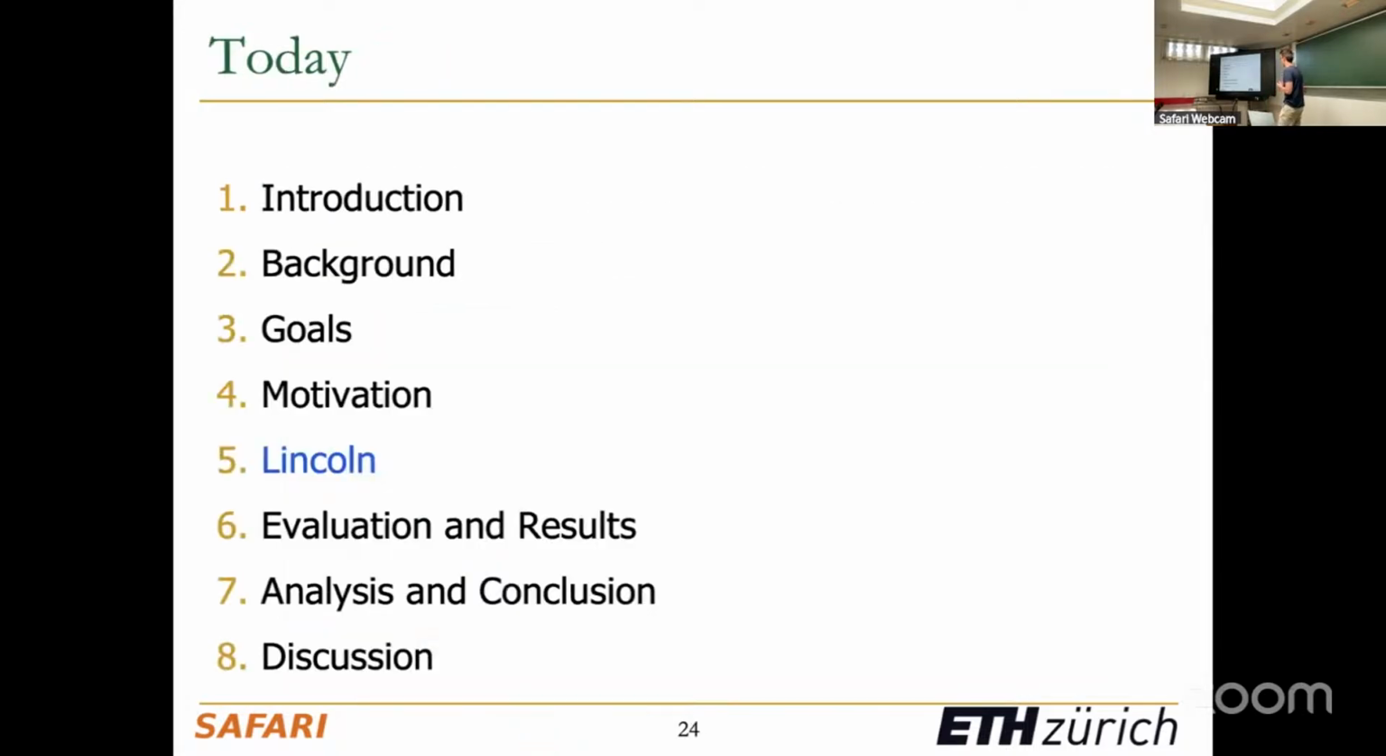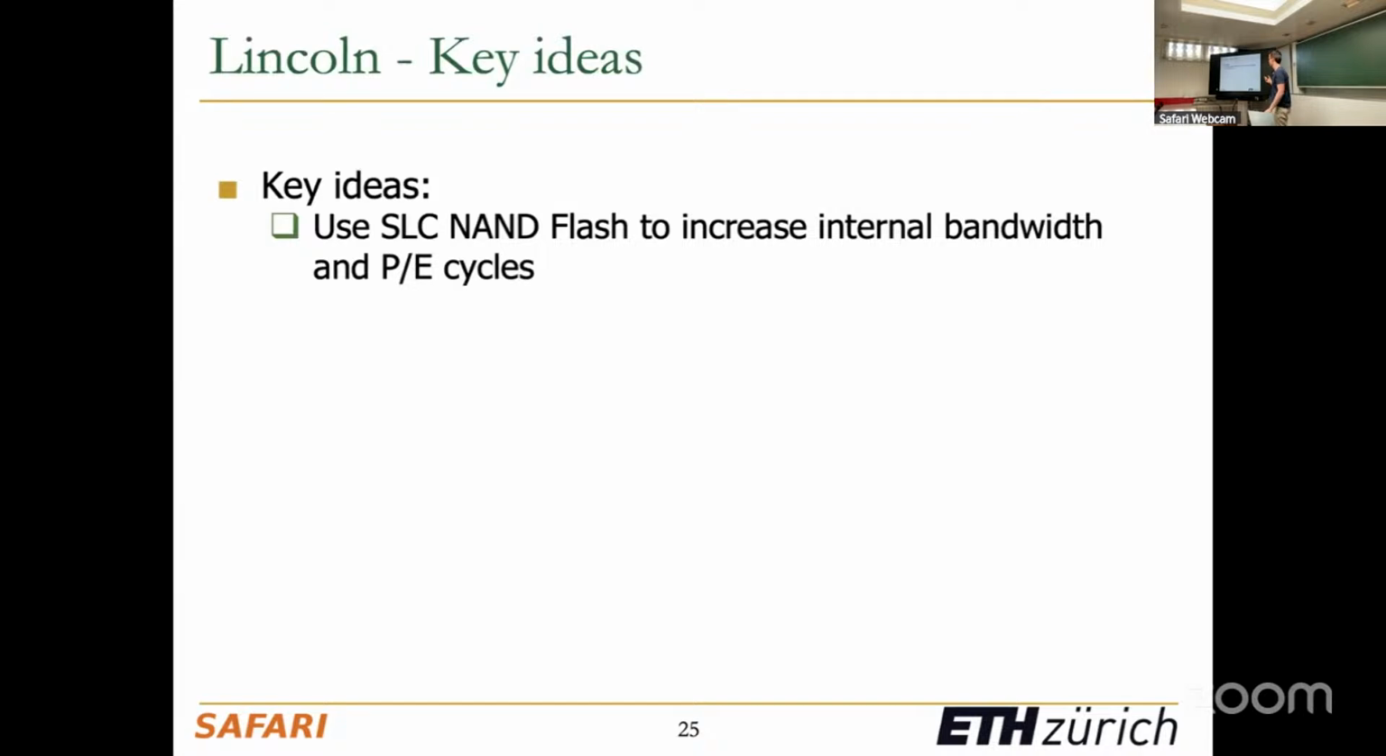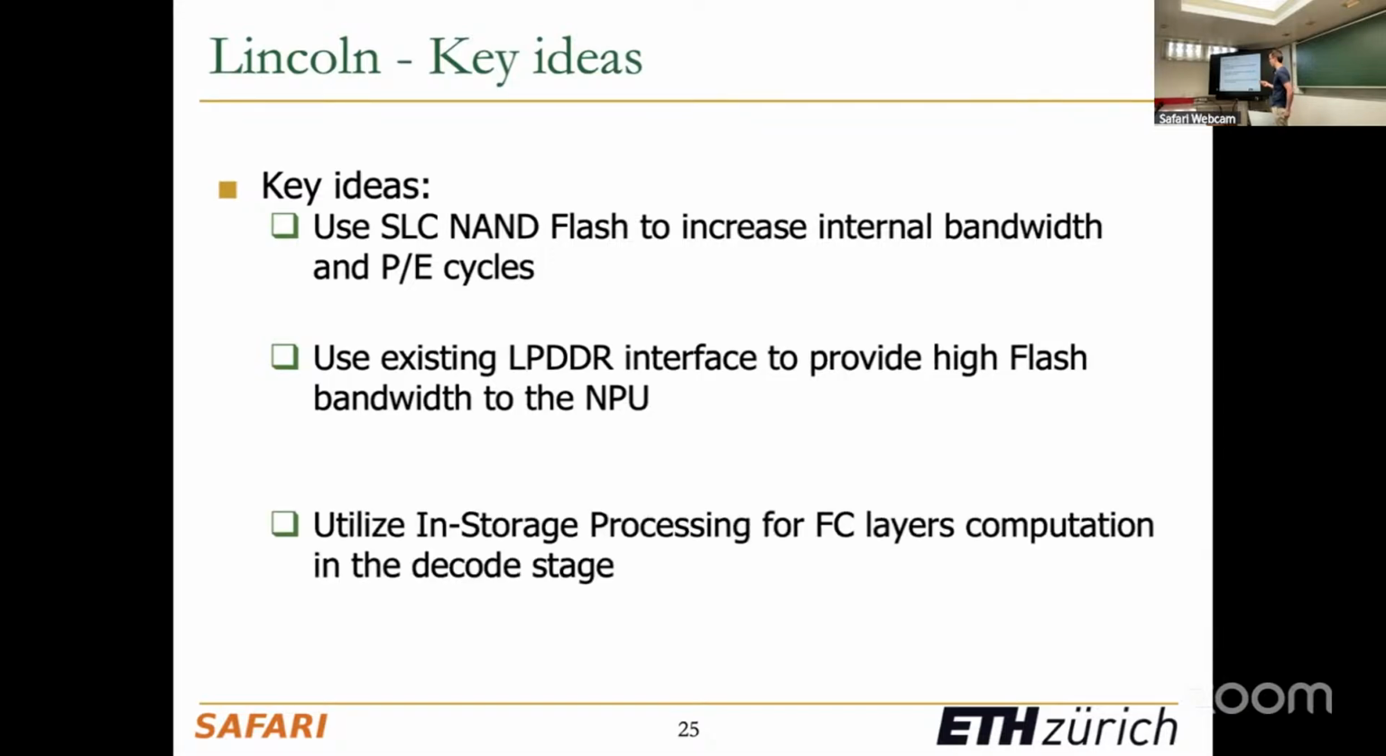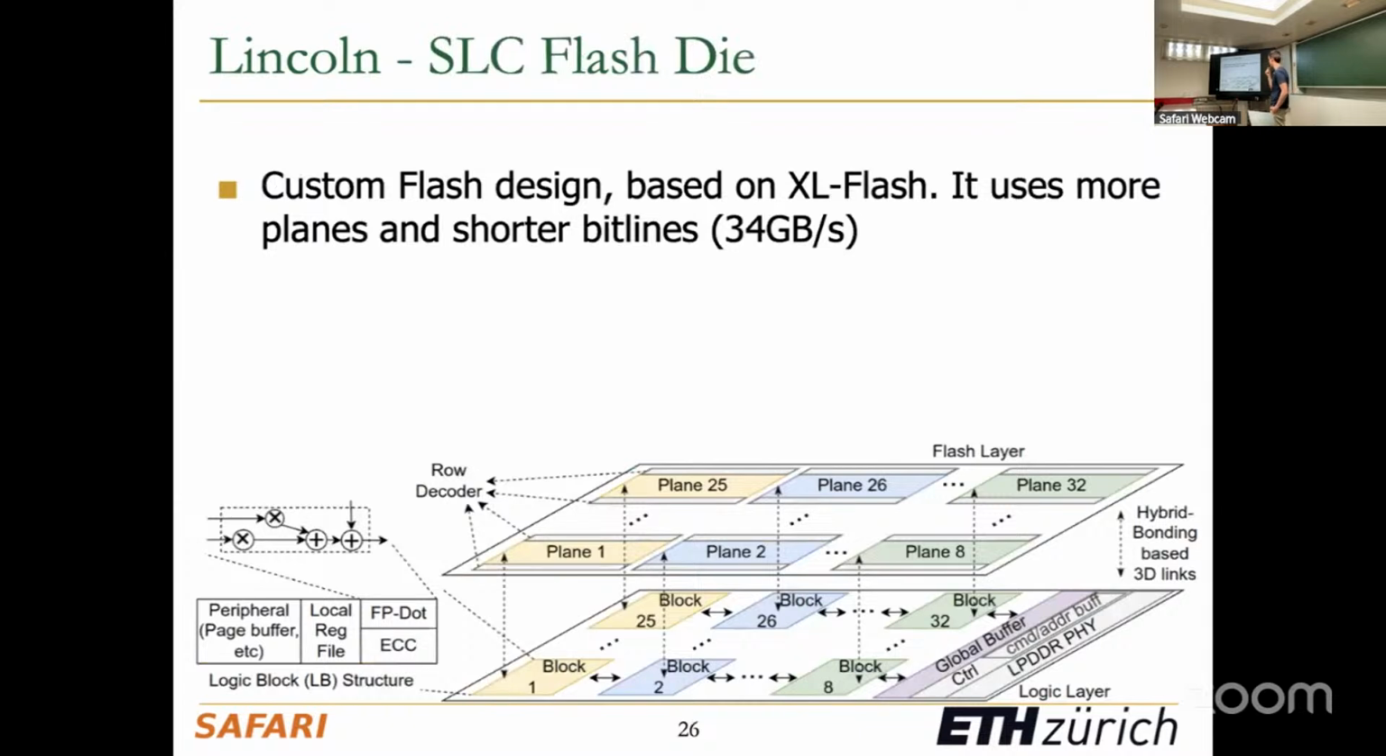So what exactly is Lincoln? There are three key ideas. First is using a modified SLC NAND flash to increase internal bandwidth and P/E cycles. Then using the existing high bandwidth LPDDR interface to provide high flash bandwidth to the NPU. And the last thing I haven't yet talked about is utilizing in-storage processing for fully connected layers in the decode stage. So let's go through them one by one.